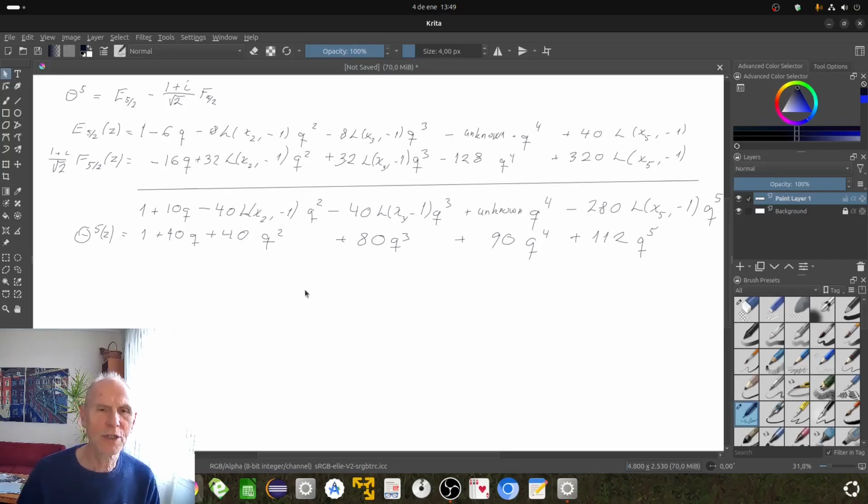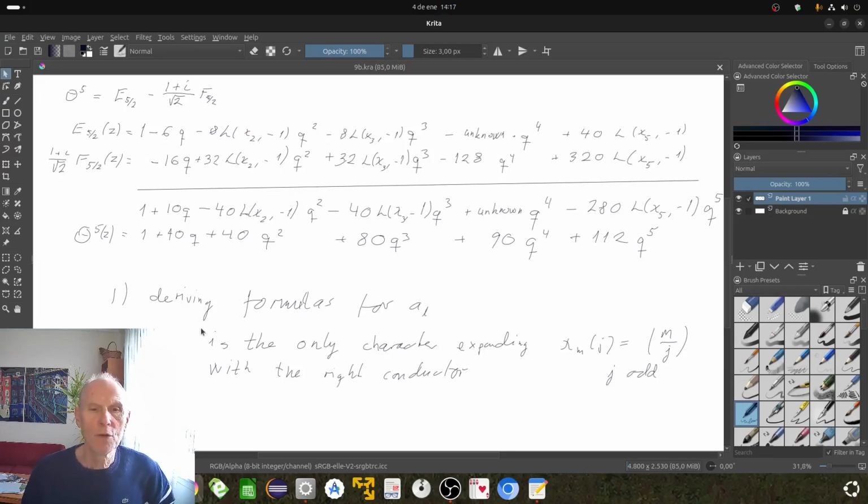Studying this section, I have two outstanding problems. The first problem is deriving the formulas for AL, which I tried to do, so it is difficult, but maybe I'm just missing a trick.